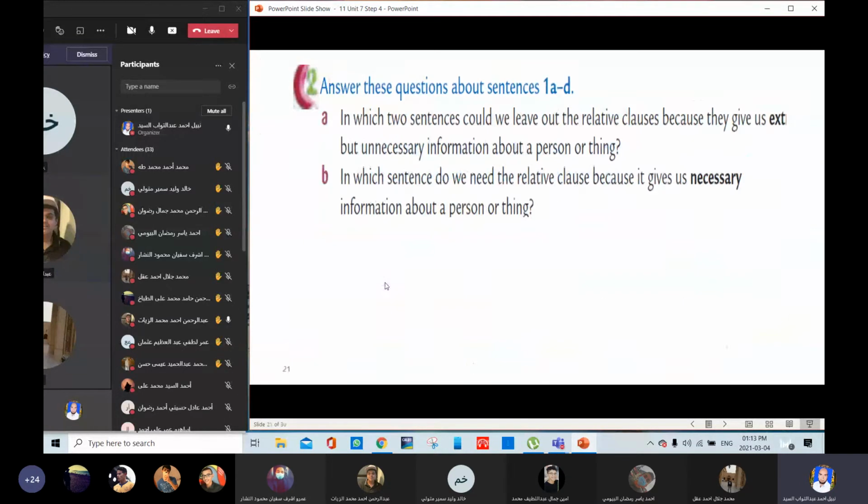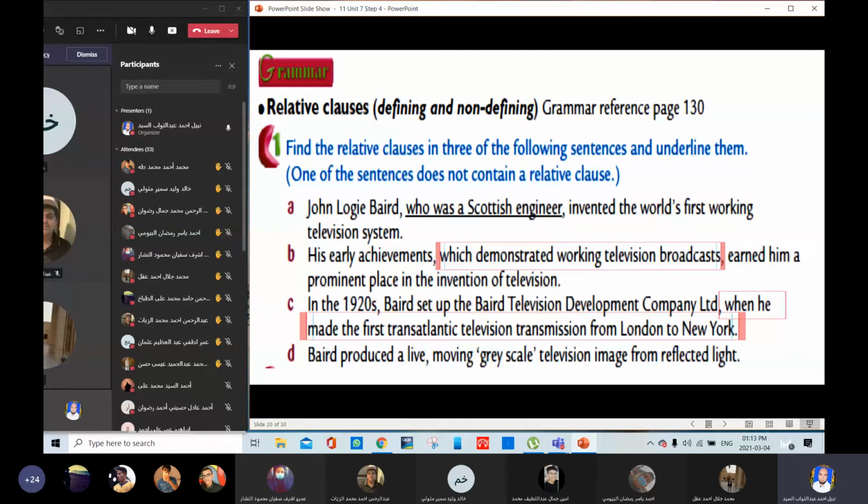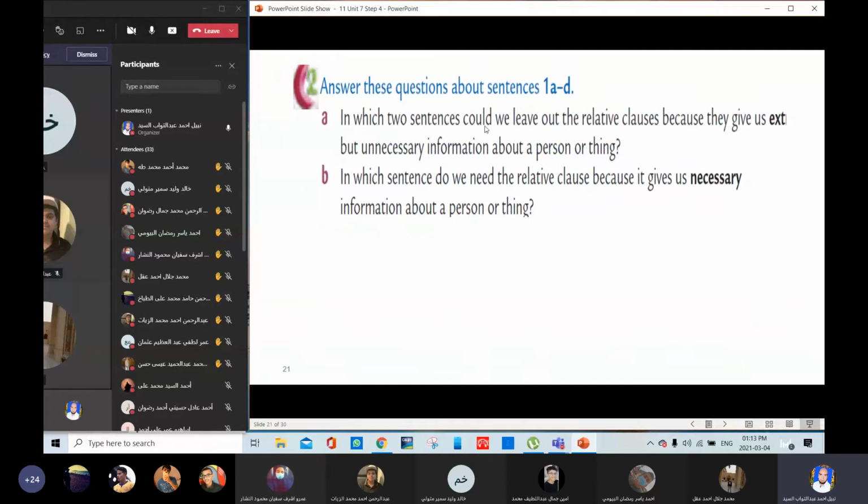Now let's answer exercise two. Exercise two: answer these questions about sentence one and D. You go back to the sentences in exercise one. In which two sentences could we leave out the relative clause because they give us extra but unnecessary information about a person or thing? That means in which two sentences can we delete the relative pronoun or relative clause, because it gives extra, unnecessary information.